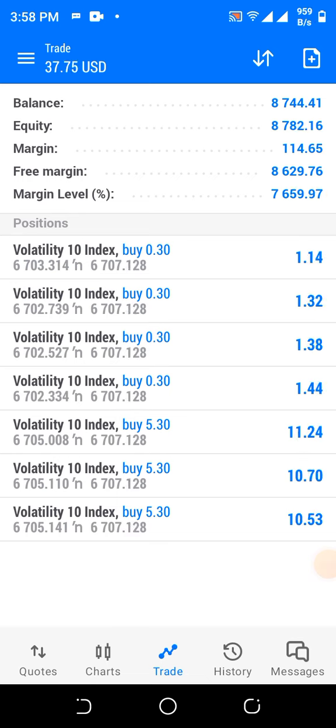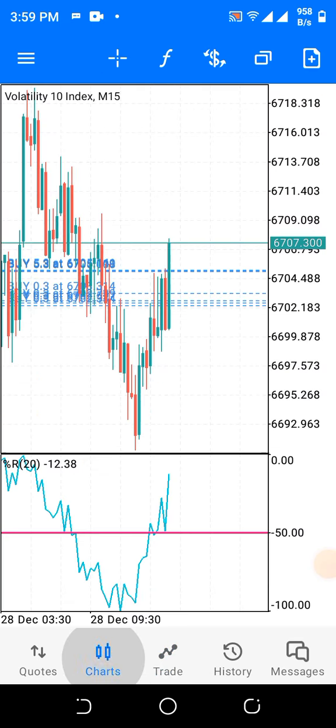I am buying volatility 10 index. So the question is, why am I buying volatility 10 index? Why am I on buy? Do you understand? This is the reason I am on buy on volatility 10 index.